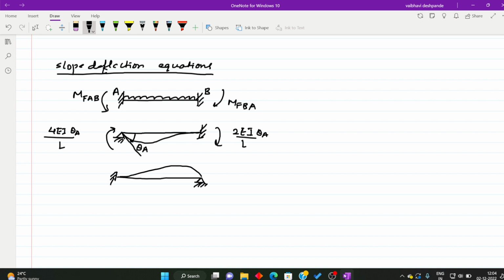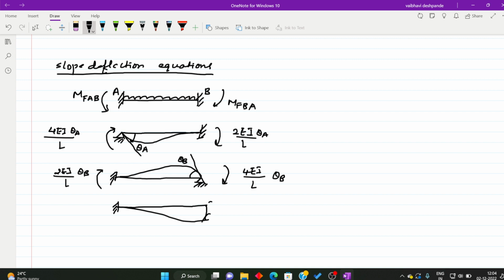Okay, suppose it is deflecting like this, then here this is theta B at B. Then this will be 4EI by L theta B and 2EI theta B by L. Then the rotations, elastic curve, then now sinking, if it is represented by the term delta usually, then the induced moment is 6EI delta by L square, and here 6EI delta by L square.